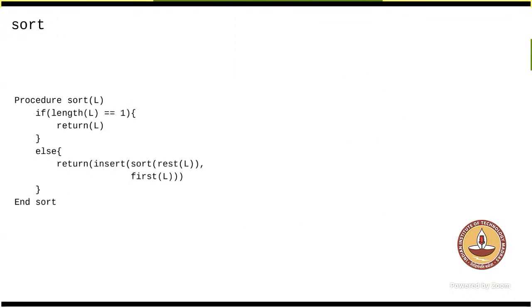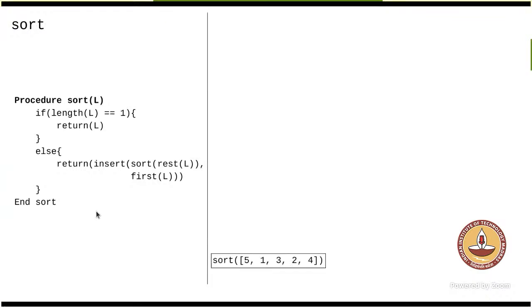Now, next we have sorting. Again, I take up the same example that Professor Madhun has done and we go from there. Let's try to do this example of 5, 1, 3, 2, 4. Let's now look at the procedure one line at a time. So is the length of L equal to 1?